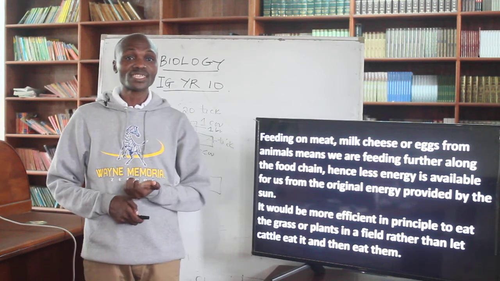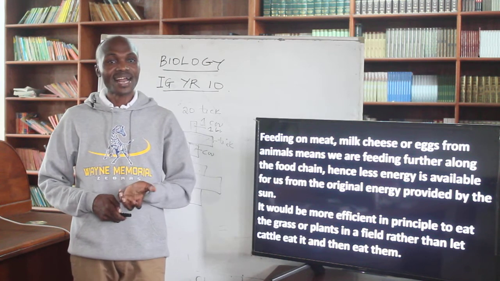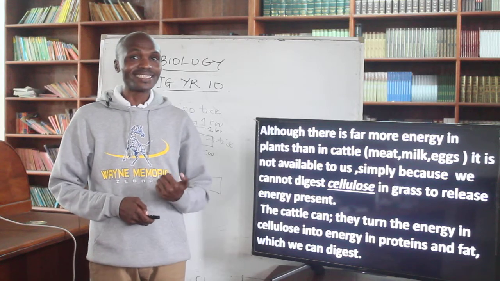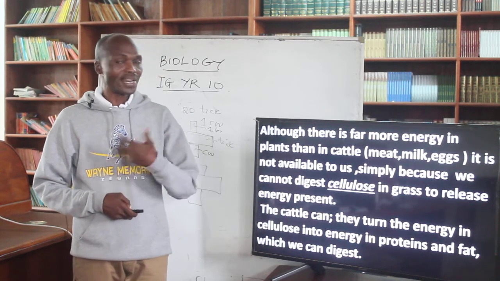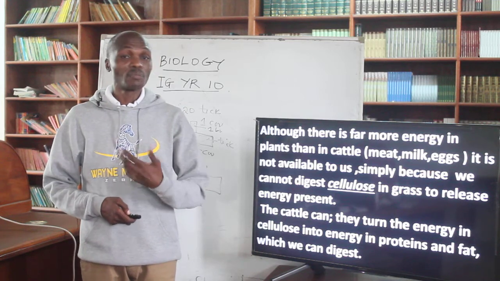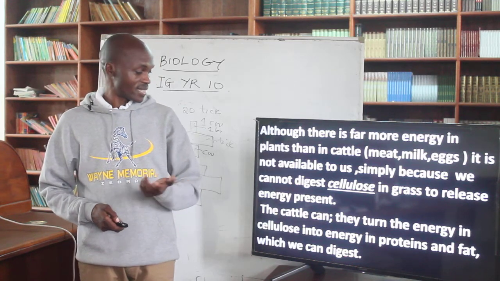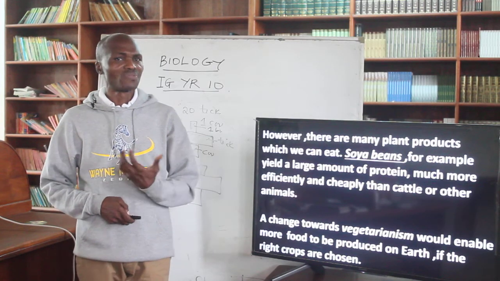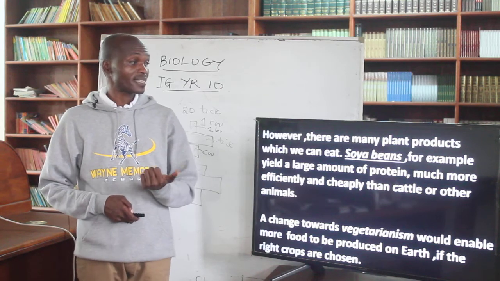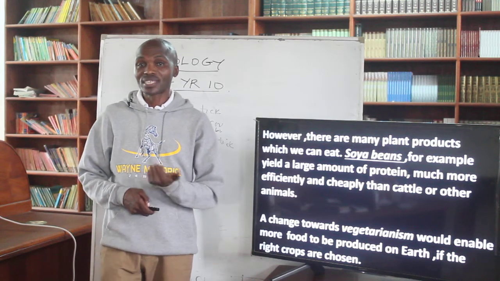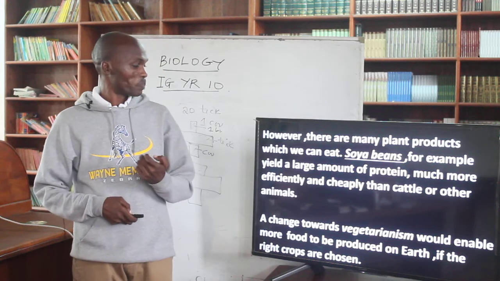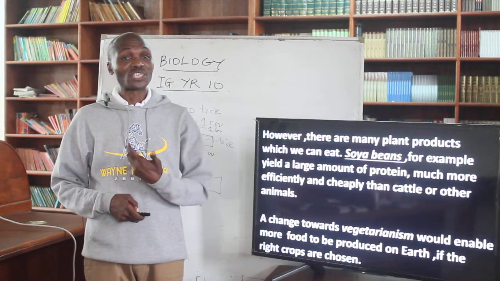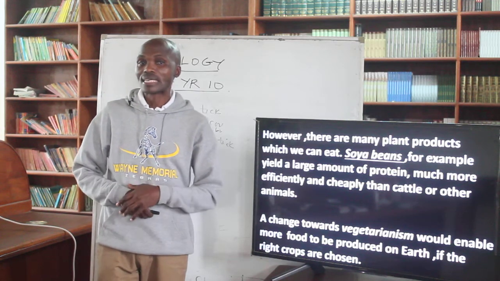So it would be more efficient in principle to eat the grass or plants, but again, there's a disadvantage in that we cannot digest cellulose like animals. When animals convert that, we are able to get more energy in the form of proteins and fat, and we can digest that more efficiently. However, some plant materials, such as soybeans, have a high protein content compared to the food products that you normally consume. So we are looking at a change towards vegetarianism, which would enable more food materials to be produced, unlike raising animals.